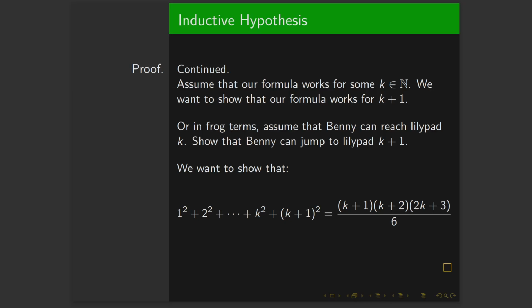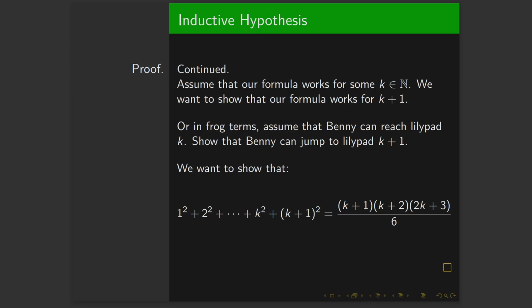So let's first take a look at what our inductive hypothesis is. We're going to assume that our formula works for some natural number k, and we want to show that it holds for k plus 1. So in frog terms, Benny can reach lily pad k, so that Benny can also reach lily pad k plus 1.